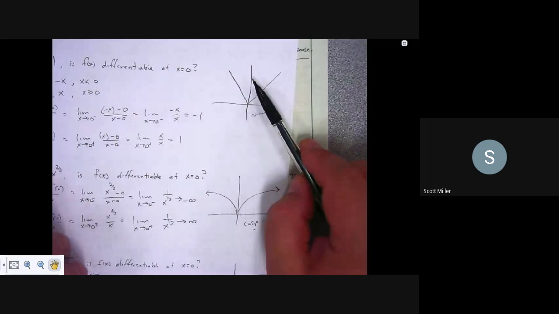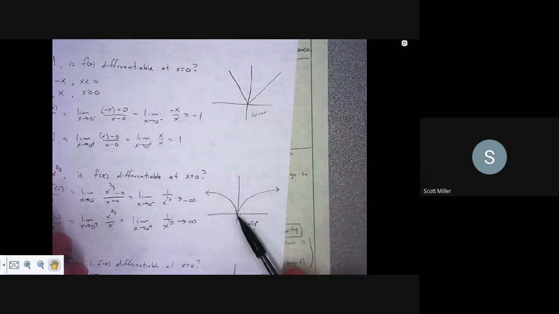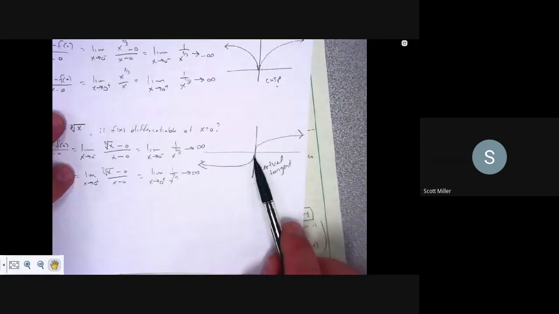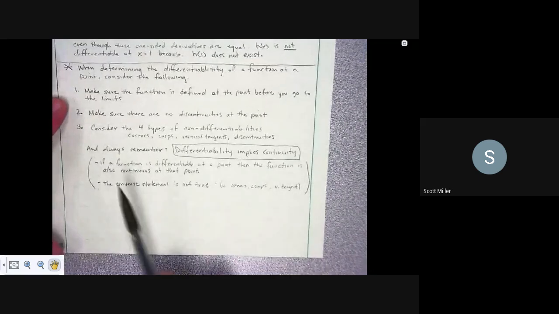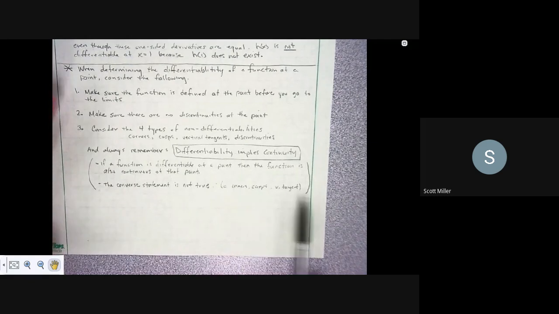This is continuous. It's not differentiable at the corner. This is continuous. It's not differentiable at the corner. This is continuous. It's not differentiable because of the vertical tangent. But if a function is differentiable, then it means it will be continuous. So this way is very important. It's false the other way, but it's true this way. Differentiability implies continuity. They question you this all the time on the AP exam to make sure you know that. If a function is differentiable at a point, then the function is also continuous at the point. The converse is not true because of the corners, cusps, and vertical tangents that I just showed you.